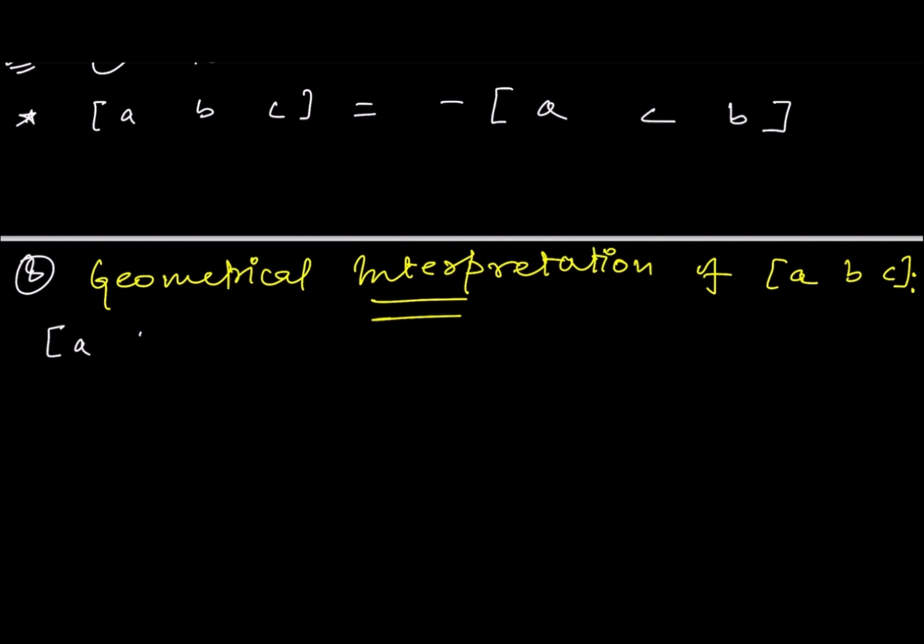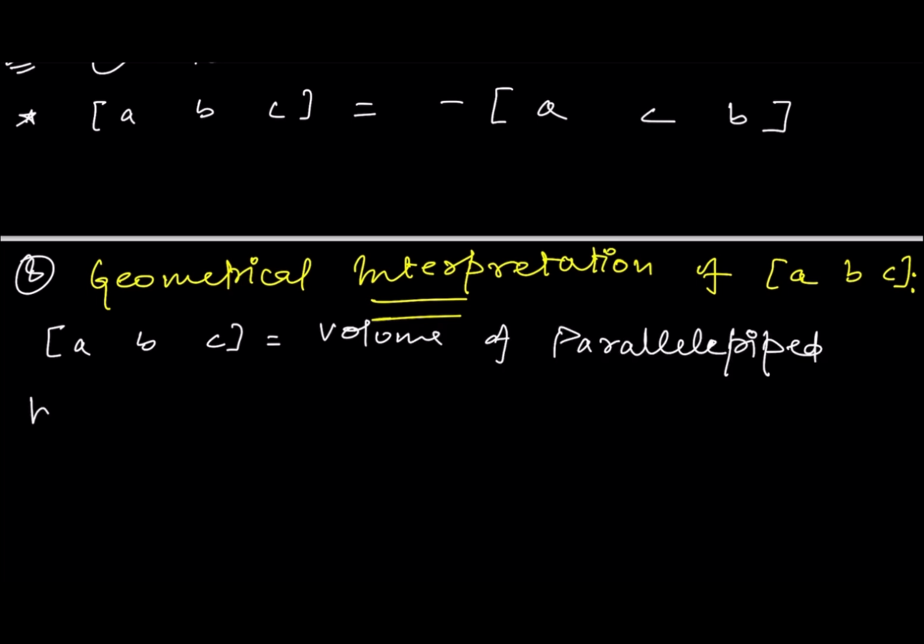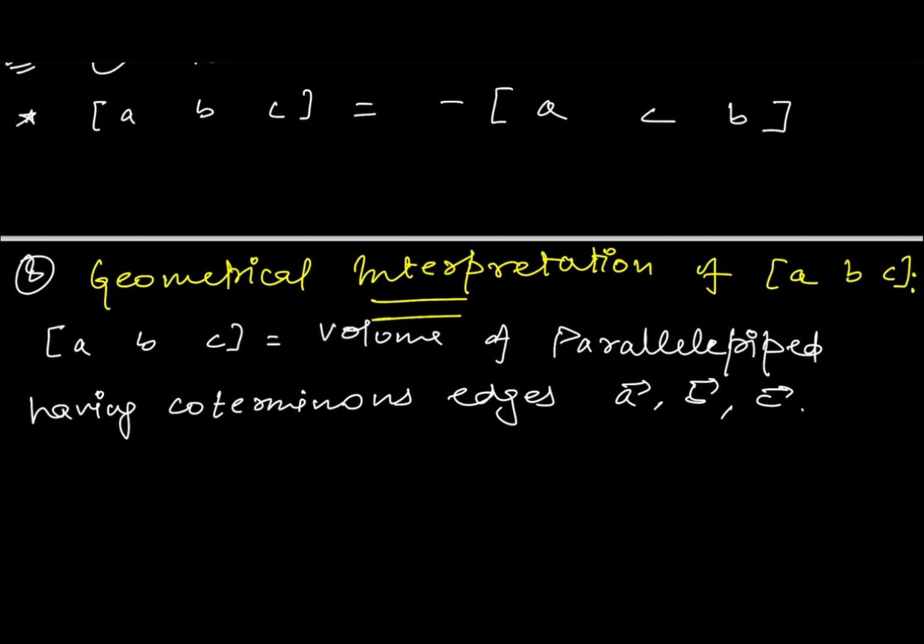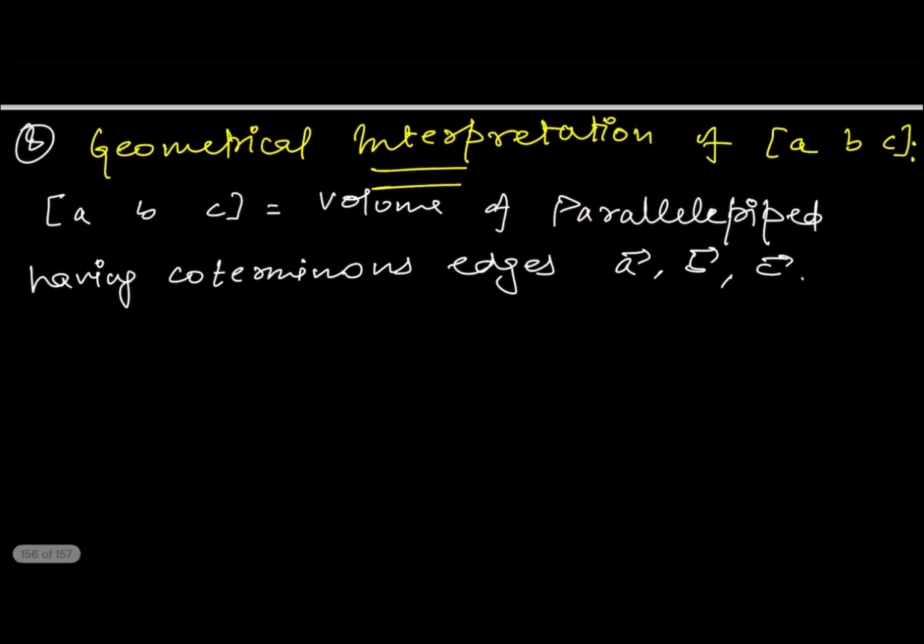Box ABC is the volume of a parallelepiped having coterminous edges A vector, B vector and C vector. So let us see its proof. Box ABC is representing the volume of the parallelepiped.